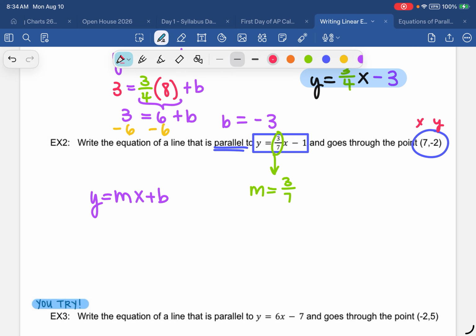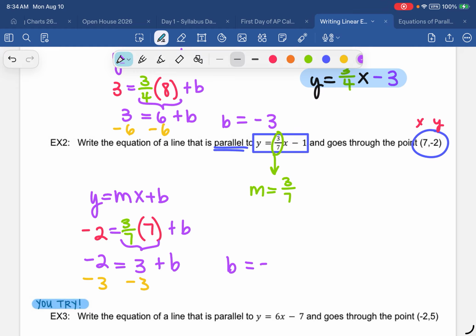So y is going to be -2 equals m is 3/7 times x, which is 7, plus b. 3/7 times 7 is just 3. And then let's subtract that 3 to the other side. So you should have ended up with b equals -5. Putting that together with our slope means that our equation is y equals 3/7 x minus 5. So hopefully that is what you got as well.